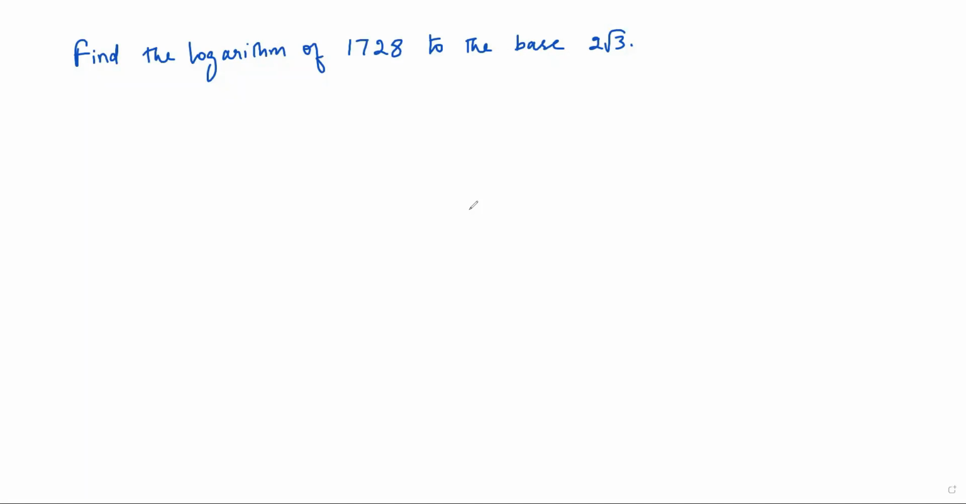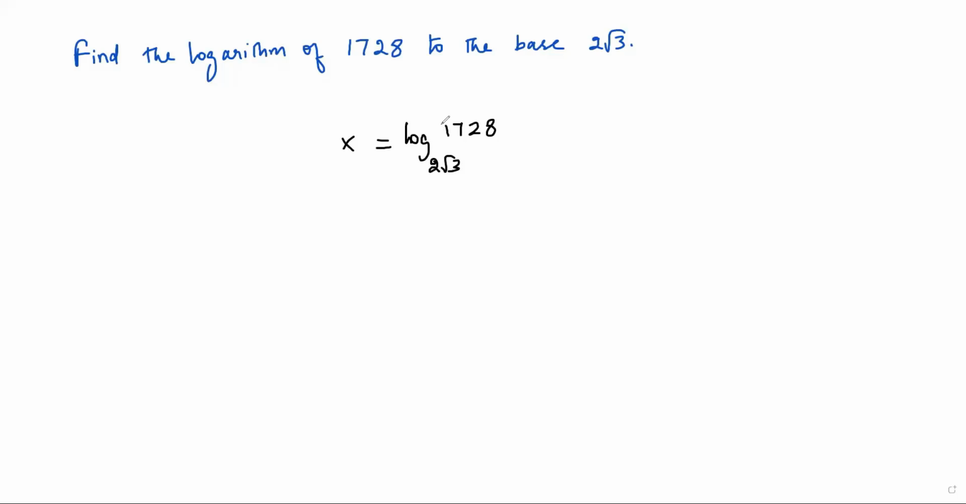Find the logarithm of 1728 to the base 2 square root of 3. Log 1728 to the base 2 square root of 3. So now I have to find the value of this logarithm. I assume the value of this logarithm is just x. So now my target is to find the value of x, which represents the value of log 1728 to the base 2 square root of 3.